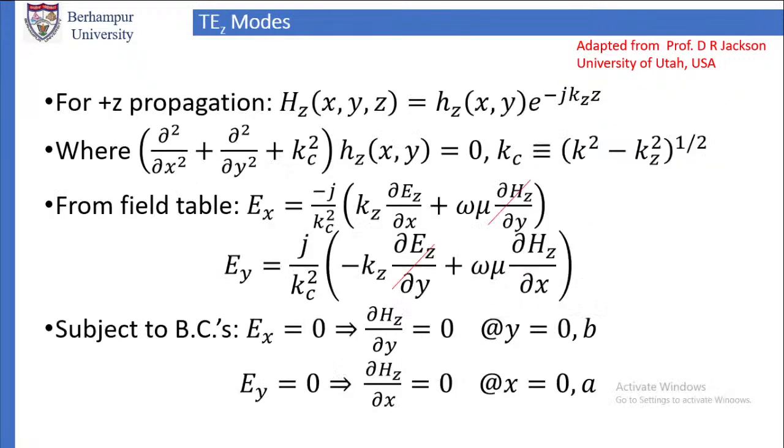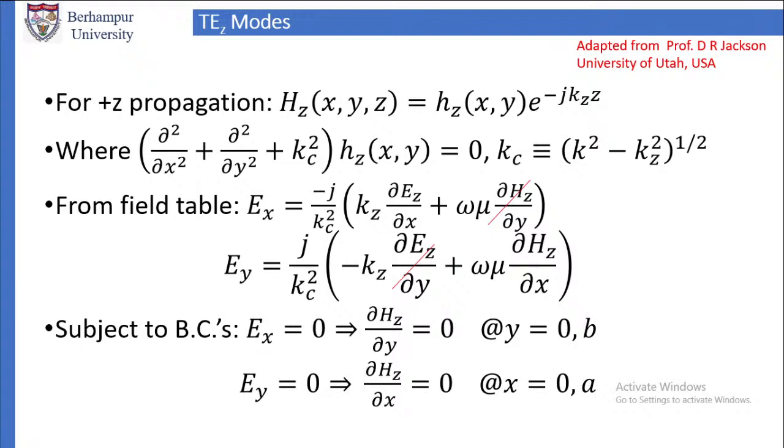Now, we'll consider the rectangular waveguide. We have considered the general things. Now we'll come to the TE z mode. In the TE z mode, we'll consider the propagation in the plus z direction. We will not consider the minus z direction, only the plus z direction. If it is in the plus z direction, then Ez is equal to 0. So we'll find out only what is Hz.